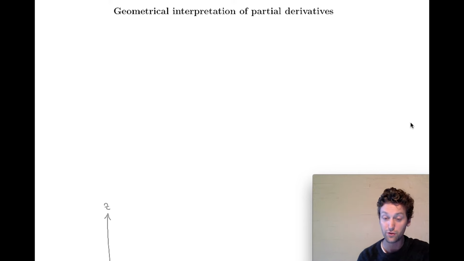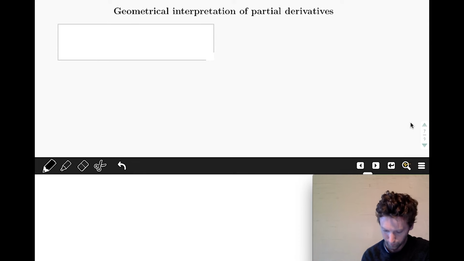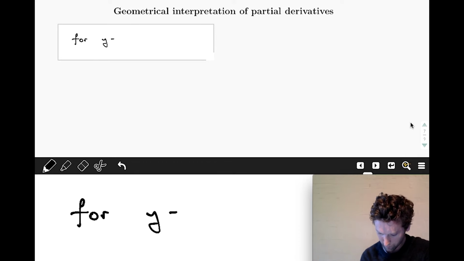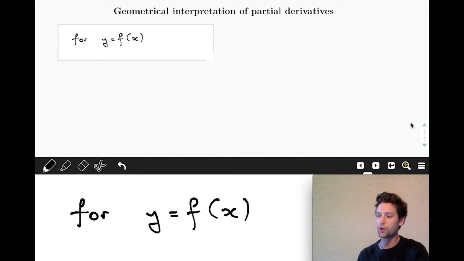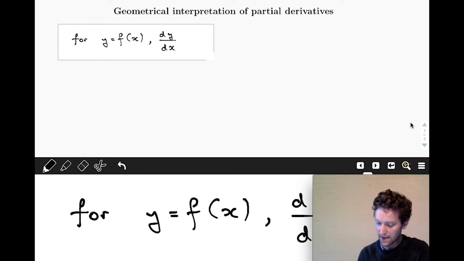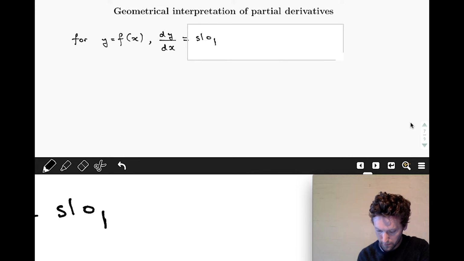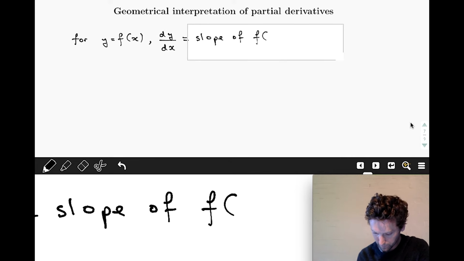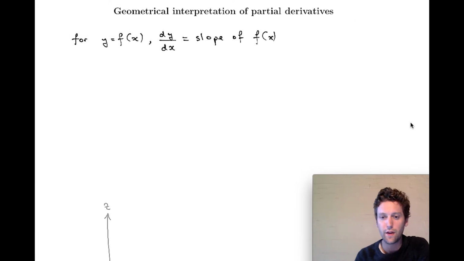Okay, we're now ready to try and understand what partial derivatives actually mean in terms of their geometric significance. So remember that for functions of one variable, y is equal to f of x, for example, I could interpret the ordinary derivative, dy dx, as the slope of my function. So you learned that in first year in high school.